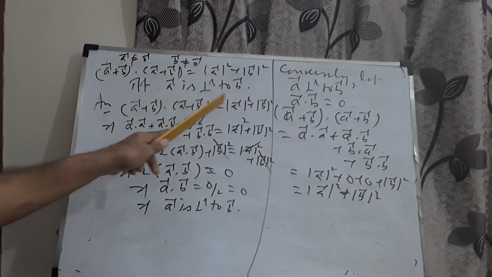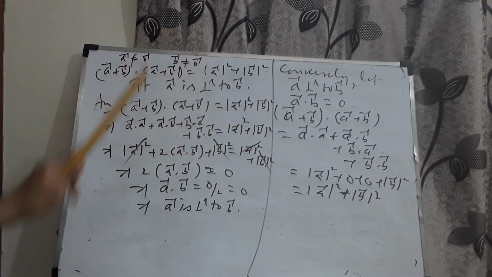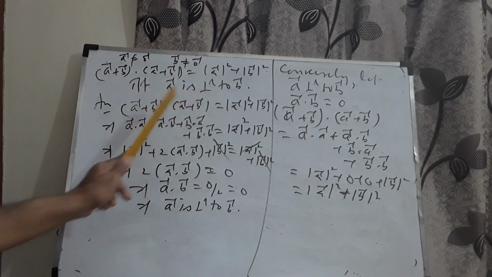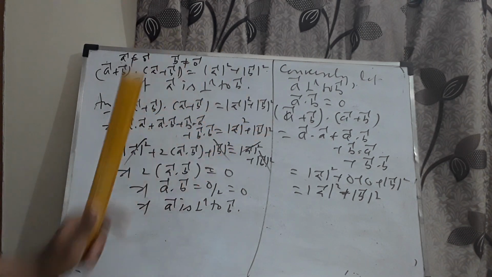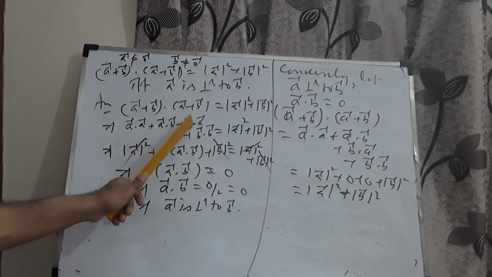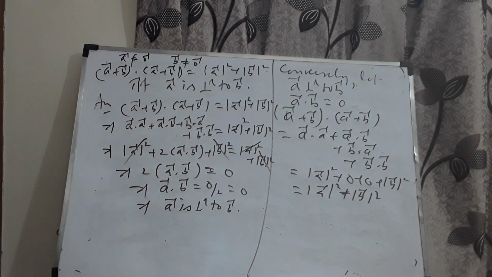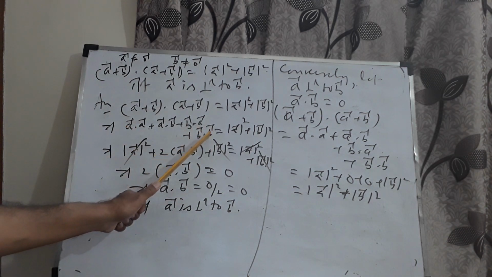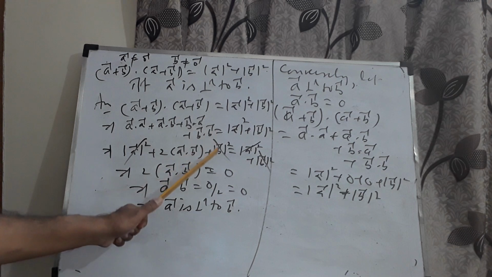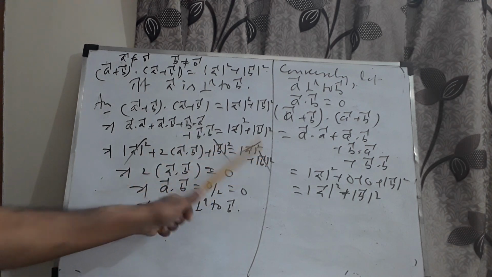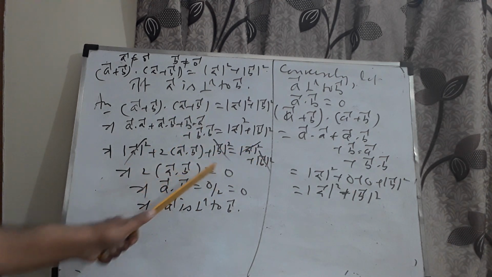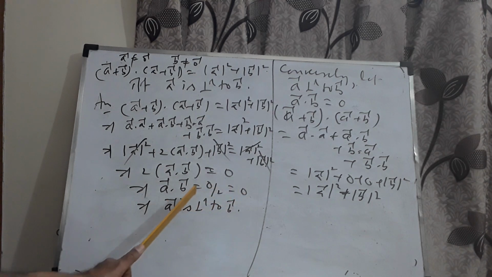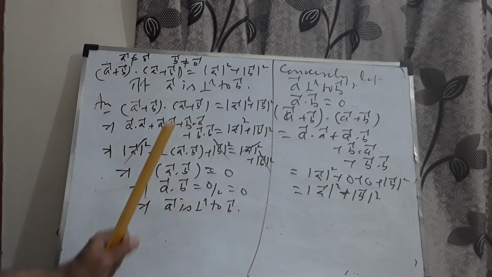(A + B) dot (A + B) is equal to |A|² + |B|². Let me assume this. Let me apply distributive property. A dot A plus A dot B plus B dot A plus B dot B is equal to |A|² + |B|². A dot B is the same as B dot A, therefore it becomes twice of A dot B. Dot product is commutative. A dot A is |A| into cos 0, therefore |A|². B dot B into cos 0 degrees. Therefore |A|² gets cancelled, |B|² gets cancelled. Twice of A dot B is 0, A dot B is 0 by 2, 0. Therefore A dot B is 0 means A is perpendicular to B vector.